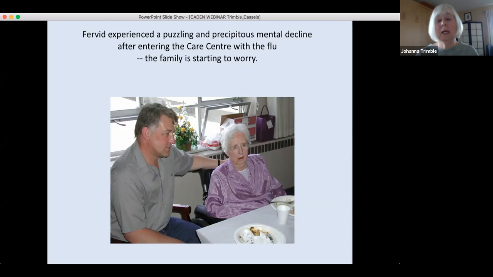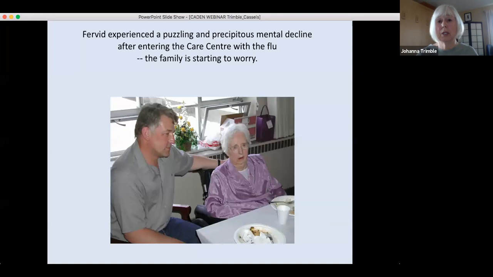But what we began to notice as a family is that she was starting to have a real mental or cognitive decline after she entered the care center. And we were starting to worry. This is my husband's brother, Bruce, starting to worry, as you can see. And this is Fervid looking rather out of it. And this just continued to get worse.